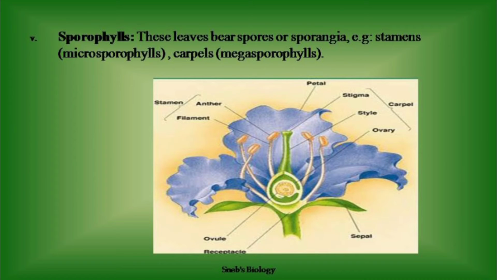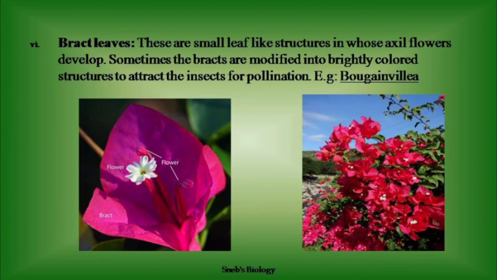Fifth is sporophylls, meaning spore-producing leaf. In flowering plants, the spores which are produced are microspores and megaspores. Microspores are produced in the anther of the stamens and megaspores are produced in the pistil. So these two parts of the flower are actually modified leaves and they produce spores.